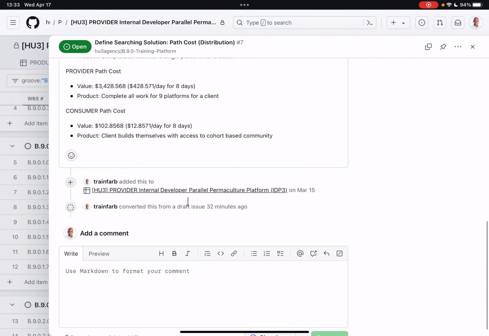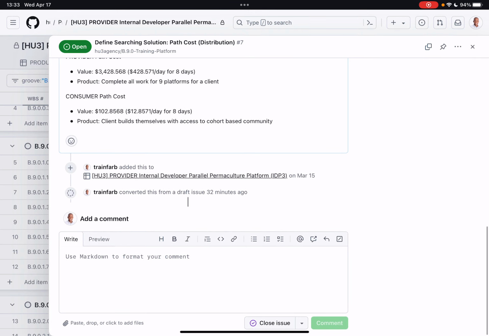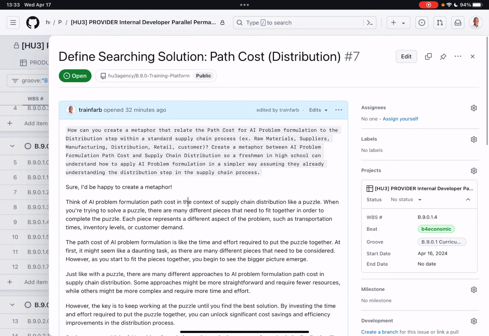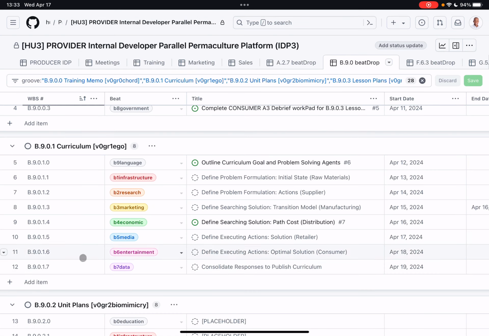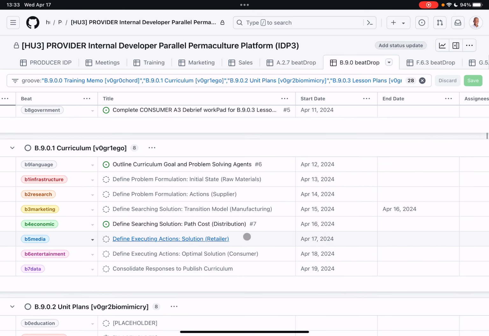Okay. So I feel this is good for this. I'm going to call this done. I'll close this issue. And then let's jump into the next step. Let's just go straight into it now. We'll say this is done on the 17th. And then let's go to executing actions. What do we have there for that?